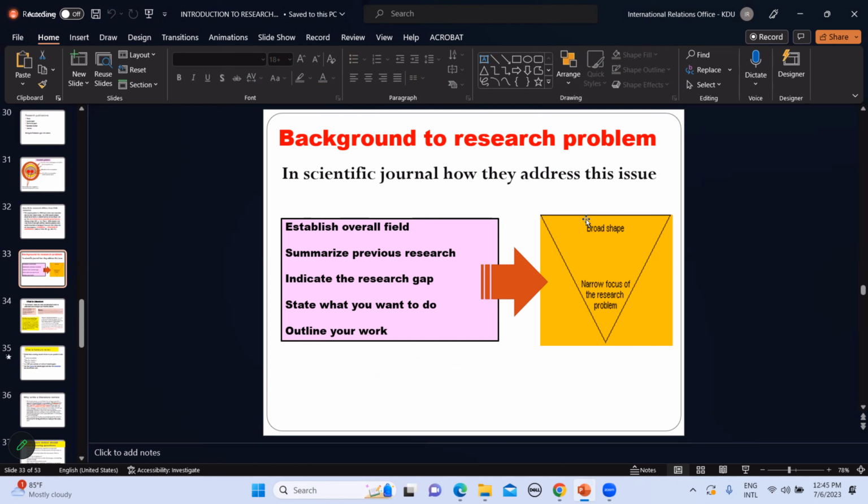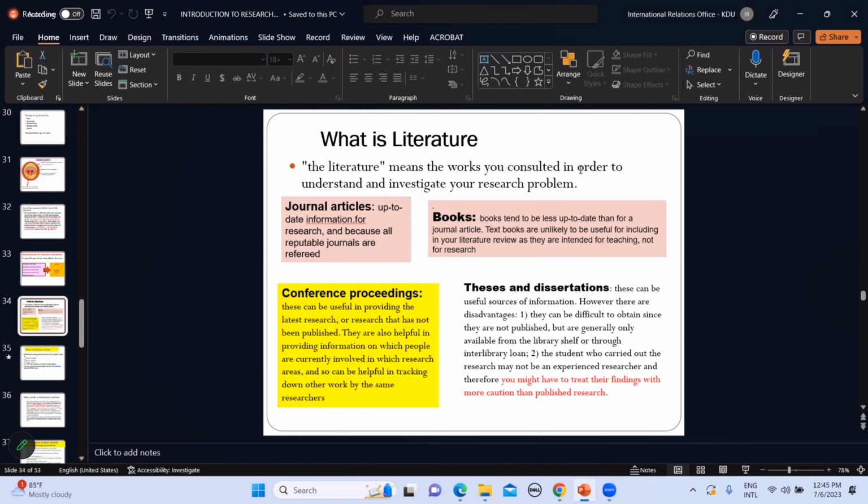Establish the overall field, summarize previous research, indicate the gap, state what you want to do, outline your work, okay? What I want to do, indicate the gap, okay? And then the literature review, you have a separate lecture I will do in the next class, I think. But until then, you accept me to do the literature. You have journal articles, okay? Books, conference proceedings.